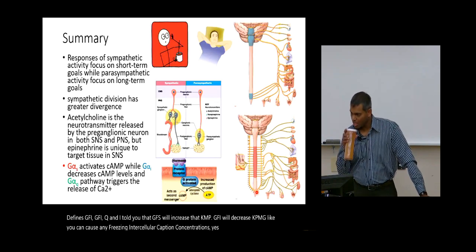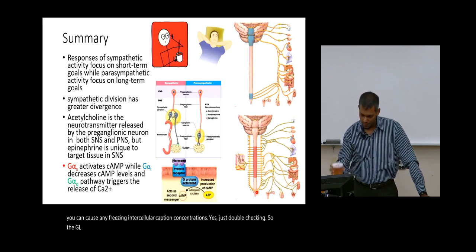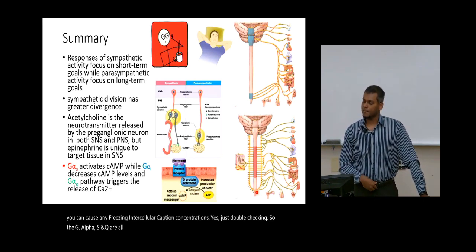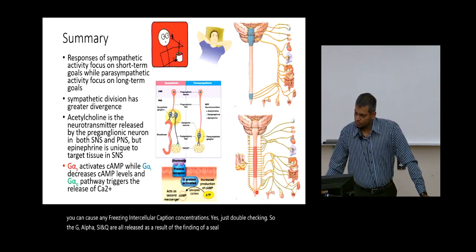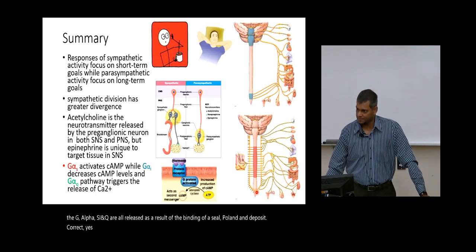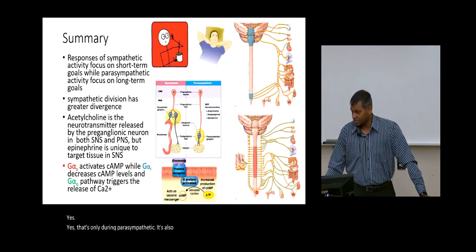Yes? Just double checking, so the G-alpha S, I, and Q are all released as a result of the binding of acetylcholine in the post-ganglion. Correct, yes. Okay. And acetylcholine post-ganglion, yes. Okay, and that's only during the parasympathetic. It's also happening during the sympathetic as well.